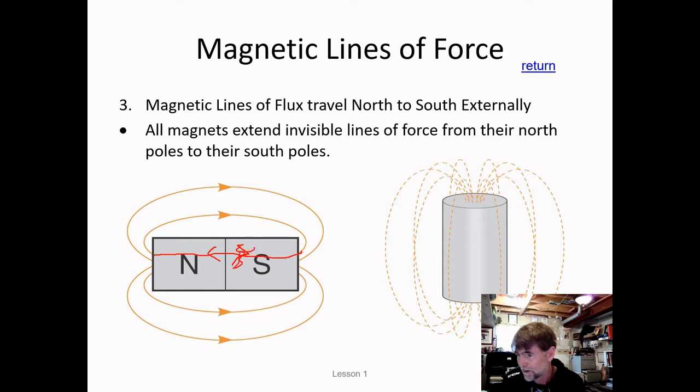Scratch that out. I'm going to blame the technology. That's completely because I was fighting with the computer that I made that silly mistake. Everybody completely confused yet? That arrow is going from north to south outside the bar magnet, which means it's going to go from south to north inside the bar magnet. North to south externally. Sorry I made that so difficult. It really shouldn't be.